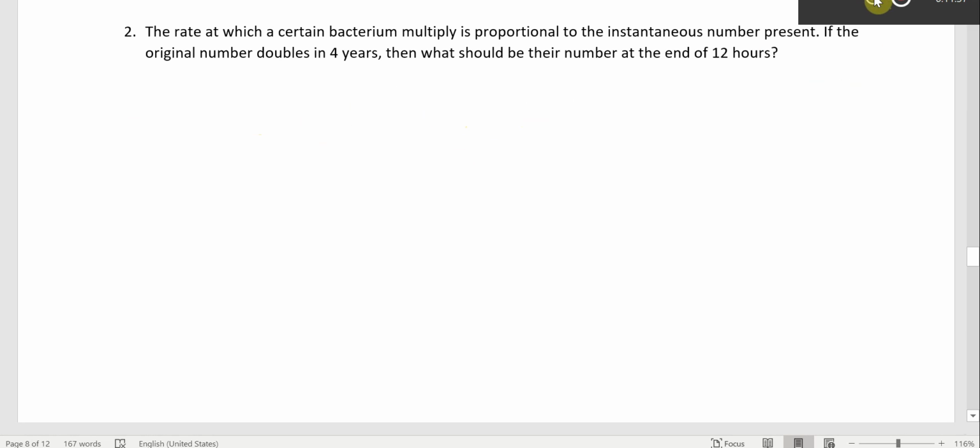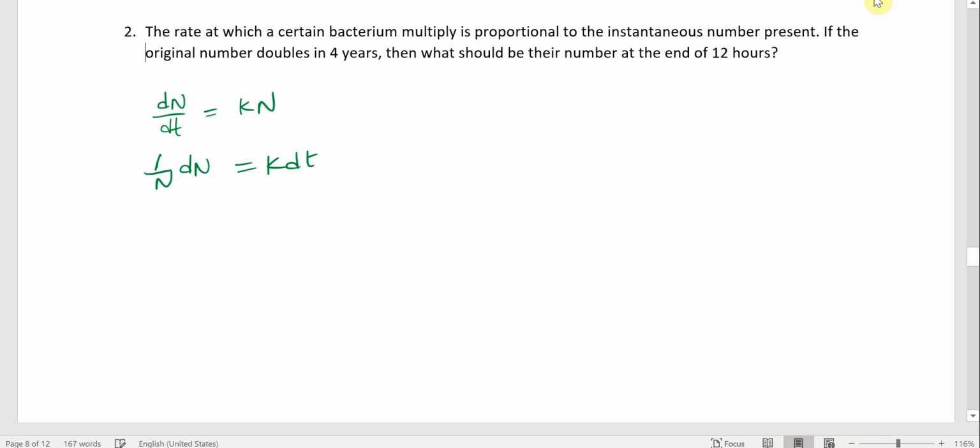So this is another question: the rate at which a certain bacteria multiply. Okay, multiply, clearly it is an increasing problem. Dn by dt equals plus kn, that's why. It is proportional to the instantaneous number present, if the original number doubles in 4 years. Okay, first of all I will solve by separable differential equation. This one, this is k dt. After integration, ln n equals kt plus the integration constant c.